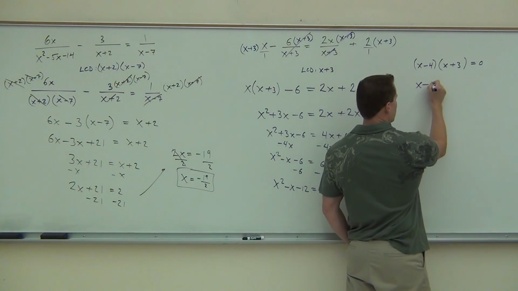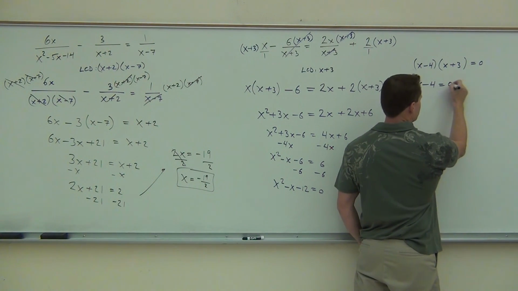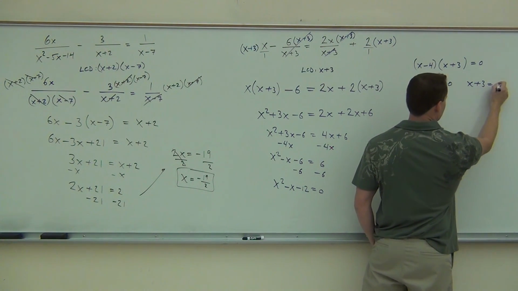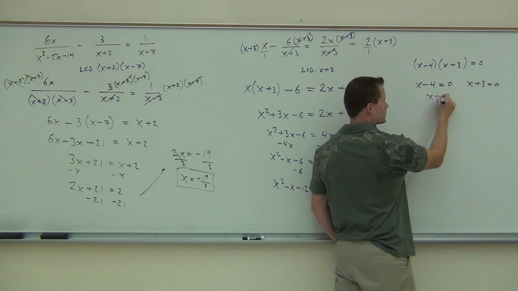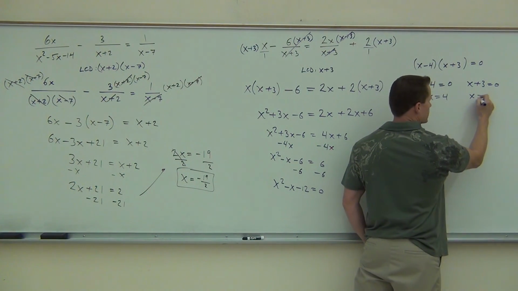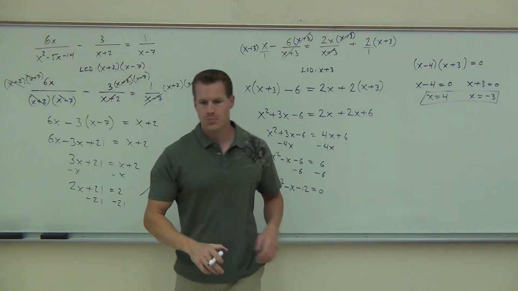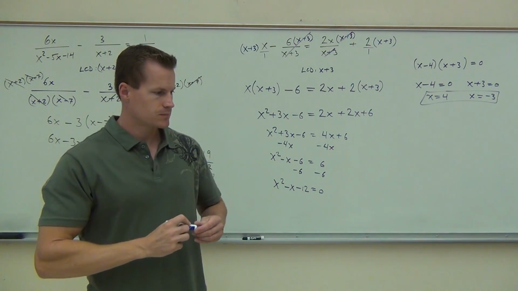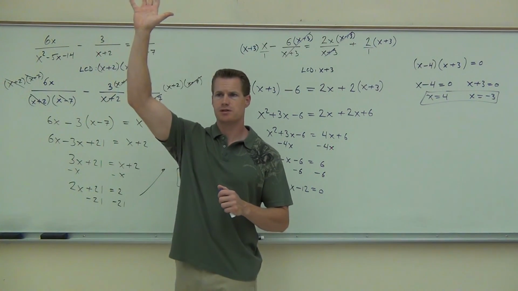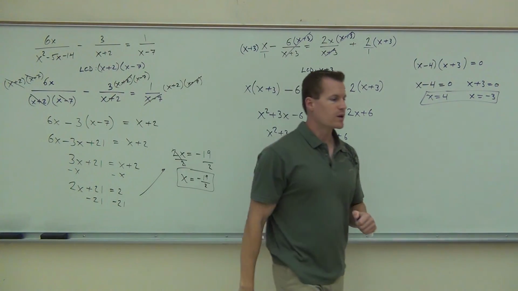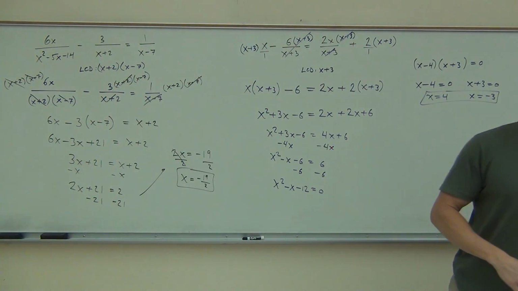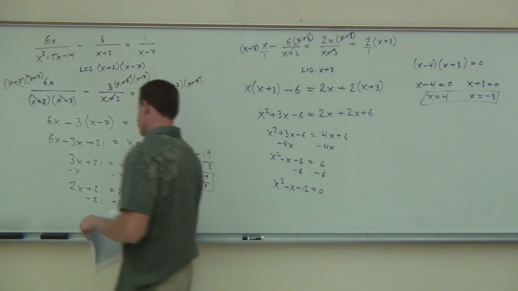Okay. One last little step. We add 4, we get x equals 4. We subtract 3, we get x equals negative 3. And we're done. How many will feel okay with solving these things? Good, very good. Now, we get to move on to chapter 7.6, or lesson 7.6, I should say.